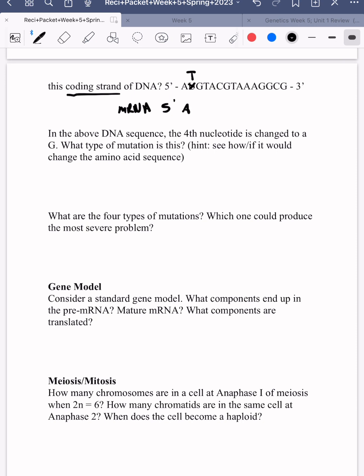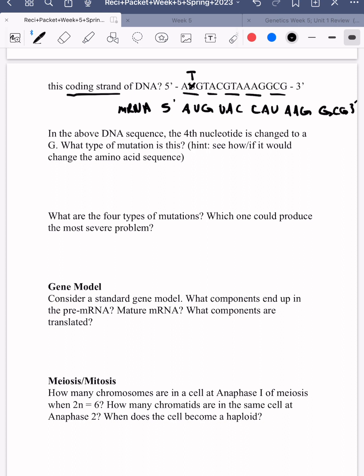So we'd have A, U, G, U, A, C, C, A U, C, A U, A, A, G, G, C, G, 3'. So this would be the mRNA sequence.